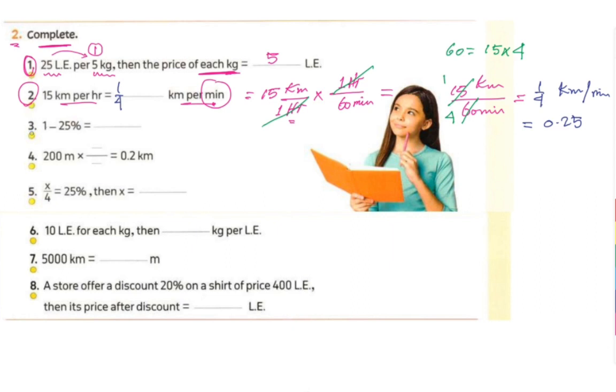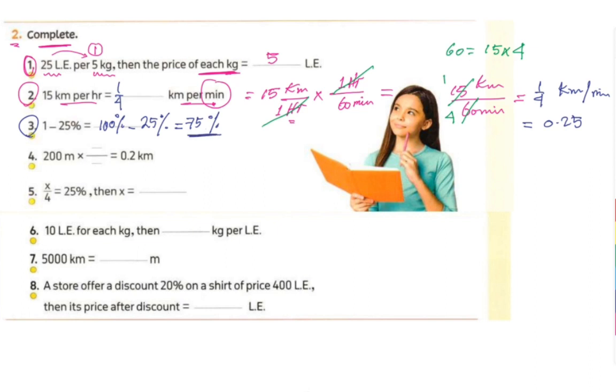Okay, next we have 1 minus 25%. Now I have a number and a percent. There is no way to subtract a number minus a percent. It must be two percents or two numbers. Now I have two choices. First choice, that equals 100% minus 25%, and that equals 75%.